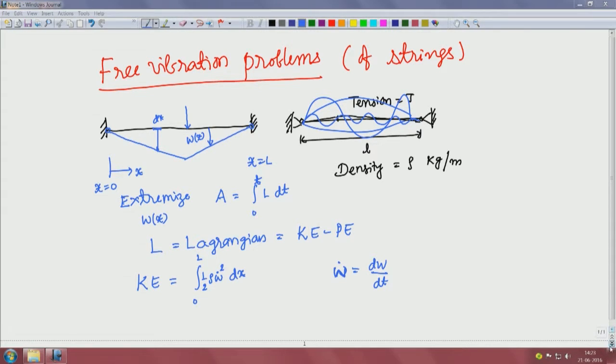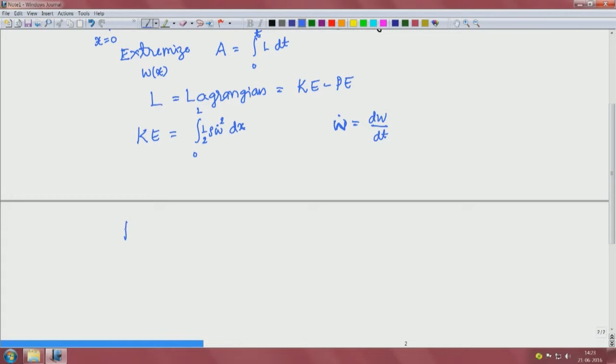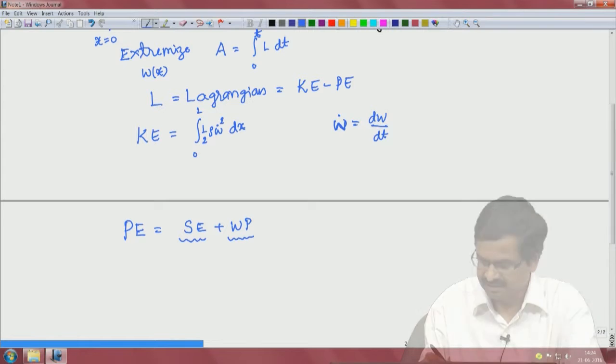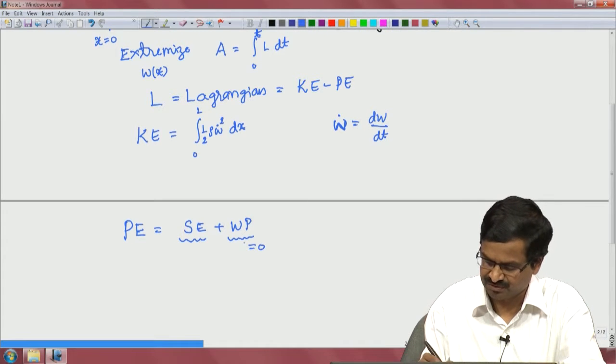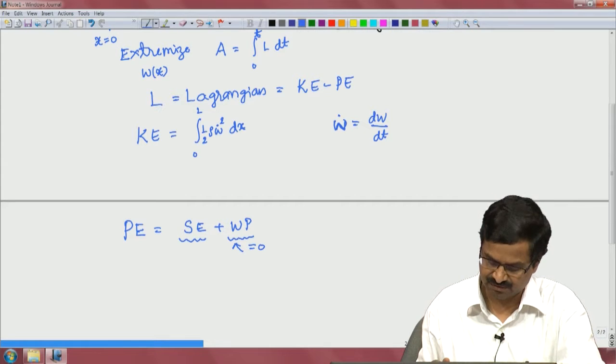Now, let us also write the potential energy, which has two components: strain energy plus work potential. This is the internal energy stored in an elastic body, and a string is an elastic body, and then the external force. Since we are talking about free vibrations, this is not there. That is the negative of the work done by the external force, which is equal to 0.